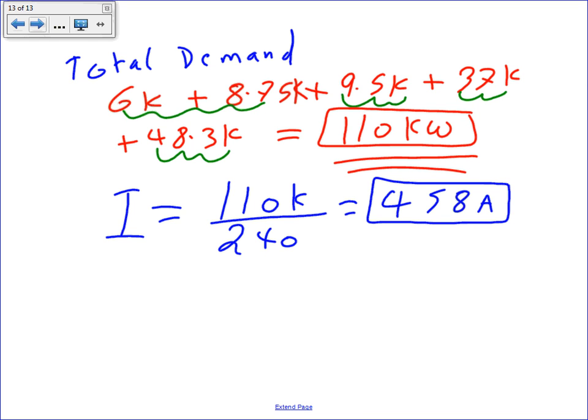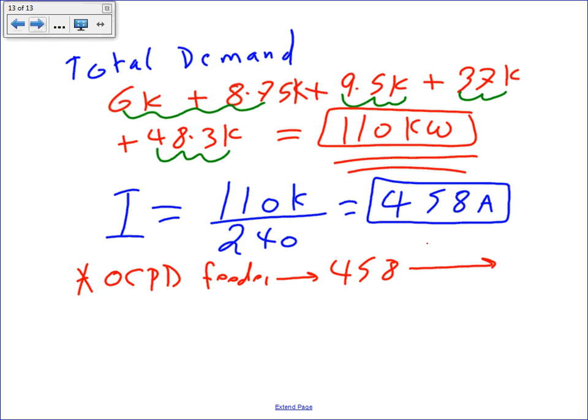Now I don't want to parallel. I do not want to parallel. I want to carry a single conductor, so I need to size the overcurrent device first. Let me go size my overcurrent device. So from here, my overcurrent protection device for feeder size. So you're going to take this one, guys. Take the 458. Where do you want to take it? 240.6. What's the next standard? 500. Thank you. 500 amp.